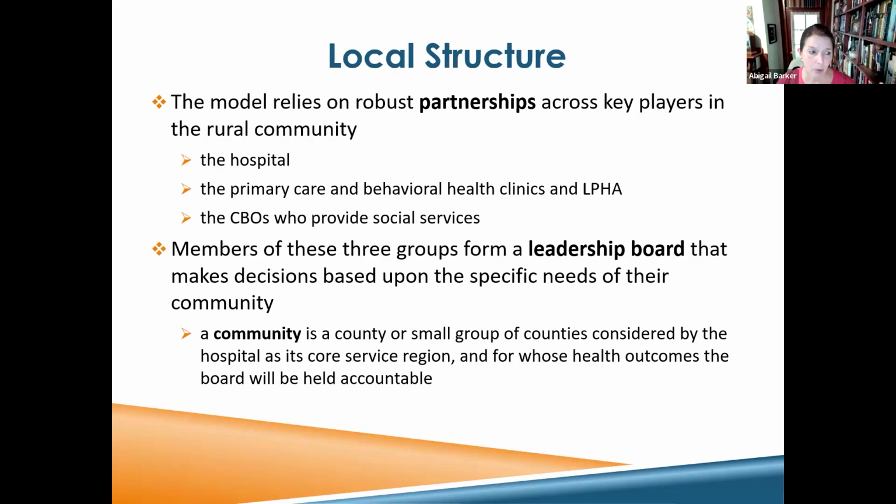So we asked the ToRCH Hub to create a leadership board that is comprised of members of these three groups, and they come together and make decisions based upon the specific needs and assets of their community. And when I say community for this purpose, I mean a county. For cohort one, for the beginning, each hospital is only taking on their home county. Ultimately, we hope to extend that out to include adjacent counties that don't have their own hospital. So maybe one county could adapt the county next door. But for the time being, it's one county.